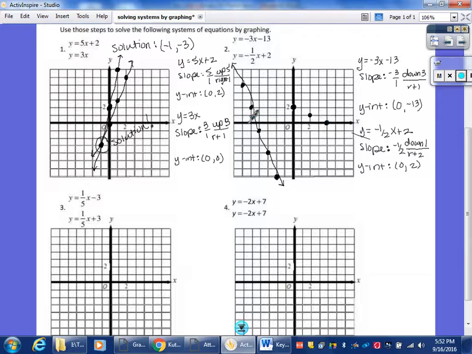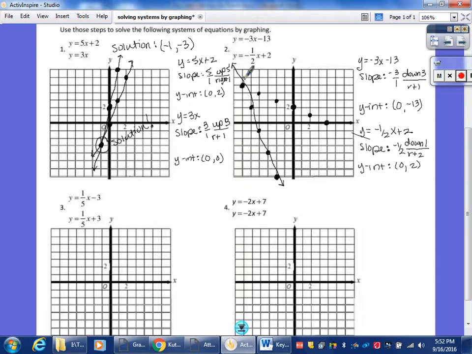And I notice that I'm not getting any closer to this line over here. So I'm going to stop counting down 1 and right 2, and I'm going to reverse the slope, which is something we can do. Again, I go the opposite of both of those. So instead of down 1, I'm going to go up 1. And instead of right 2, I'm going to go left 2. So up 1 and left 2, up 1 and left 2.